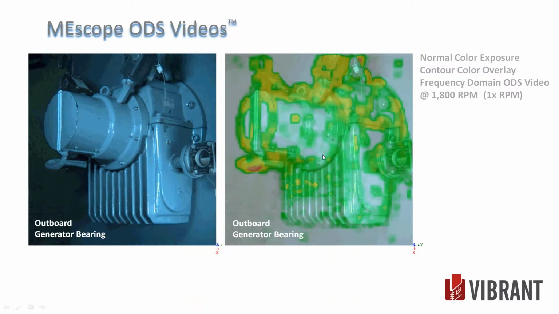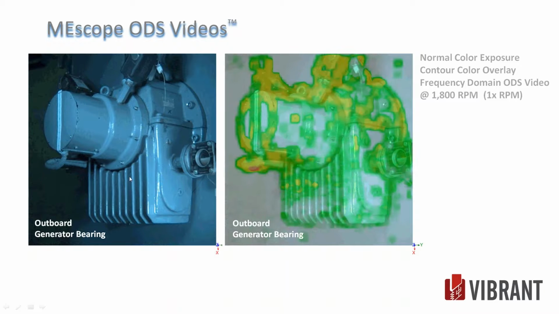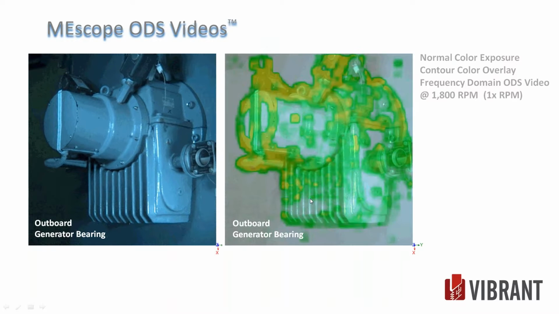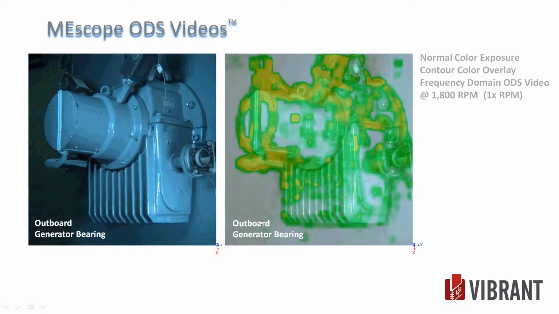The only anomaly we could really see is this electrical line was flopping around. So there's a lot of motion there. But besides that, it didn't look too bad. It was all at 1 times RPM. It was all rigid body. So really nothing that was of great alarm.